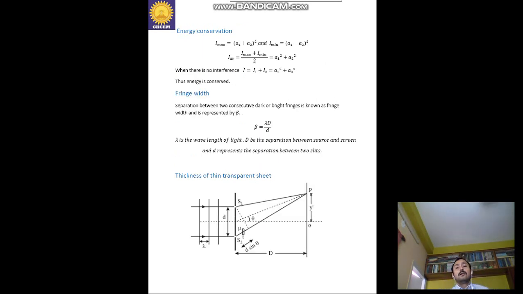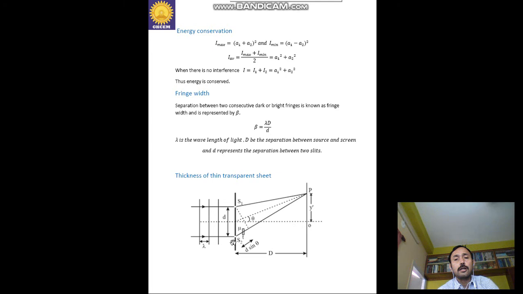Now, how can we find out the thickness of a thin transparent sheet, generally a mica sheet? Consider the light coming from S1 and S2 and coming to point O. Then there will be no path difference. It will produce a bright fringe, or constructive interference will occur.